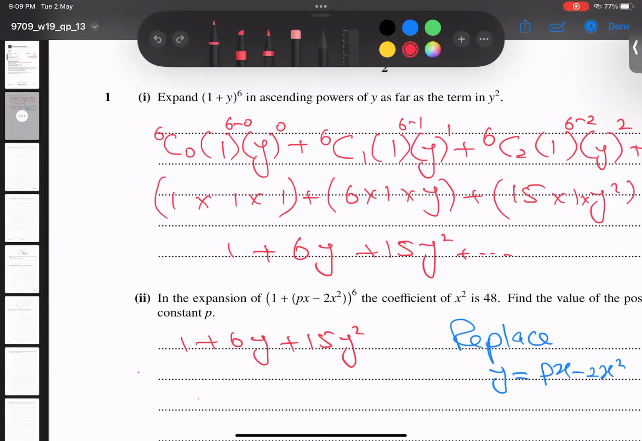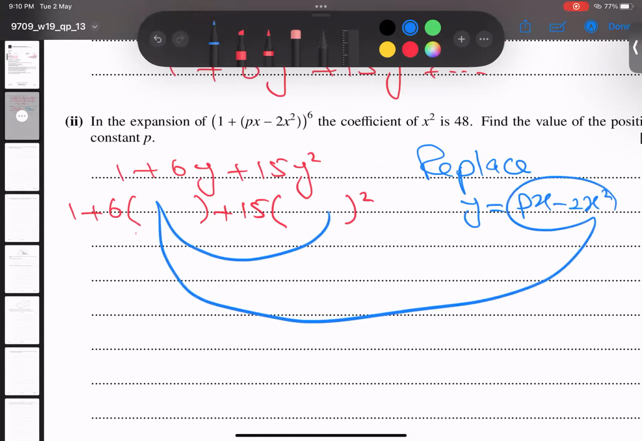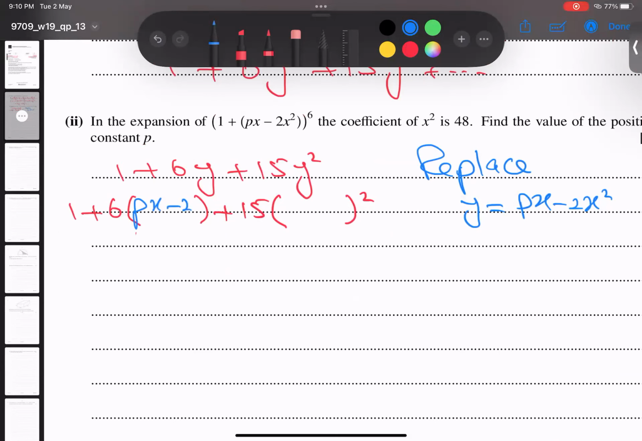So that is why I'm writing 1 plus 6y plus 15y to power 2. And what I have done, students, I copied brackets there, and this value will go here and here. Wait a minute. Okay. And the same I'm writing here, px minus 2x to power 2. Now I'm simplifying this, p multiplied inside. I get 6px minus 12x to power 2.